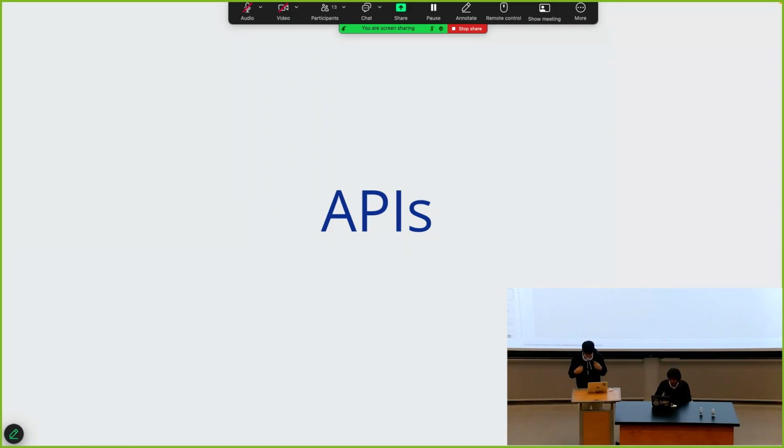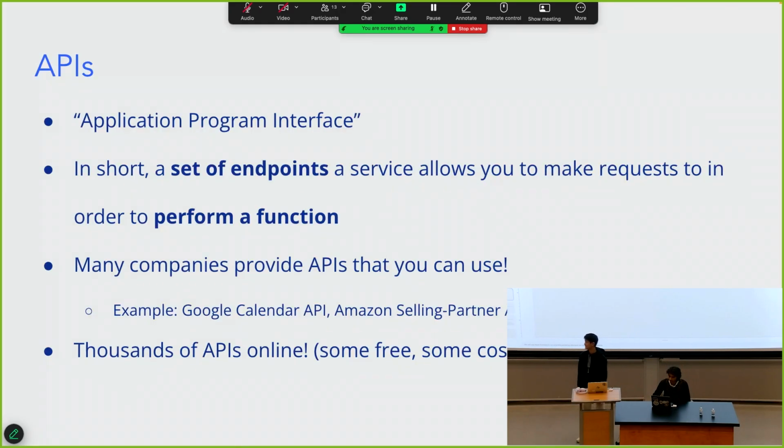Hi, everybody. Hi, I'm Daniel, and I'll be talking about APIs. API stands for Application Program Interface. In summary, it's basically a set of endpoints that some service provides that allows you to make requests to that service in order to perform a function. That might sound confusing, but I'll give a few examples right here, and I think it'll make a lot more sense after I explain them.